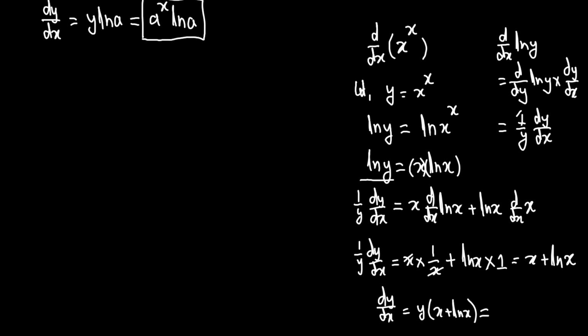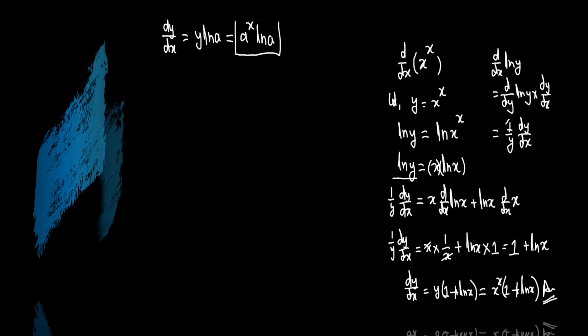So we can write x to the power x into x plus ln x as the answer to this question. I made a big mistake, let me correct it. It should not be x, we need to write 1 plus ln x. Let me correct everything from there. Anyway, I noticed it before my video ended. So 1 plus ln x, definitely it would be x to the power x into 1 plus ln x. So this is our answer to this question. Hope you understood.